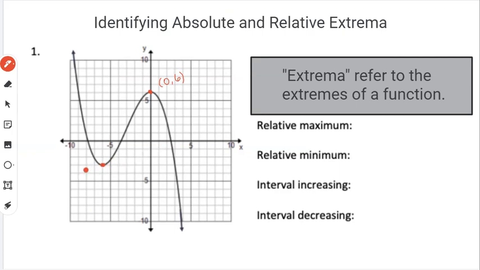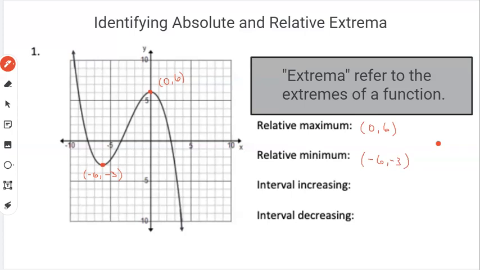And then the bottom of the hill, which is over here, that's going to be our minimum. So this point is -6, -3. So we say that the function has a relative maximum at 0,6, and it has a relative minimum at -6, -3. And then we can also do intervals of increasing and decreasing on this function. But we're only going to be concerned about relative extrema, whether it has a relative maximum or a relative minimum.